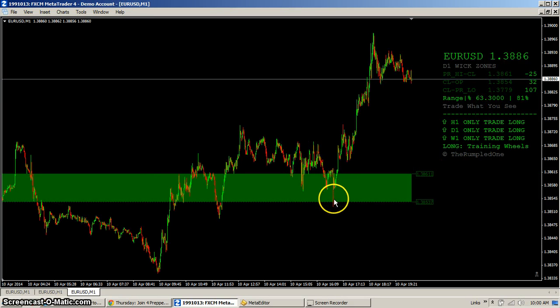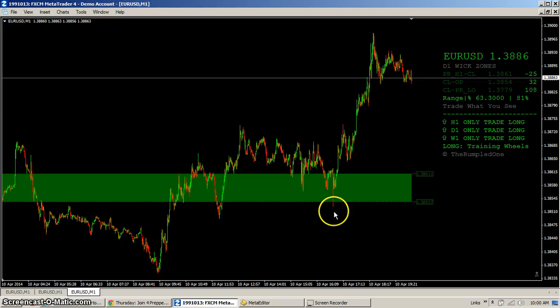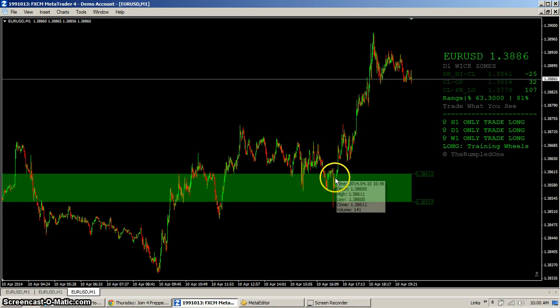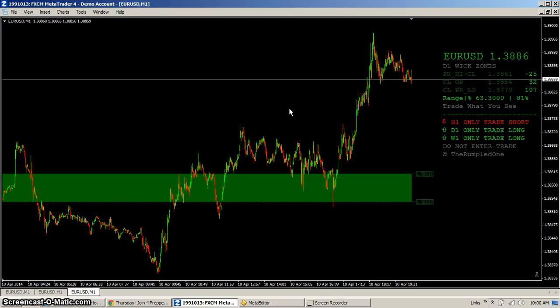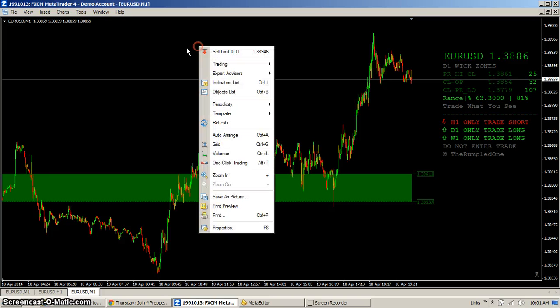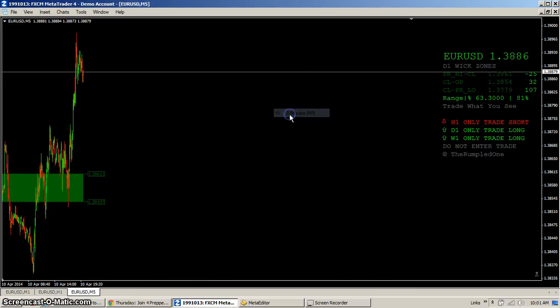And see, once again here, had you gone short, you would have gotten stopped out. But if you used the training wheels, you would have gotten long here because you wouldn't have gone short, because today is a green day, so you have to trade with the D1 candle color. And that's what keeps people from losing. So you see, it's a very simple trade. And it doesn't matter what time frame you use.